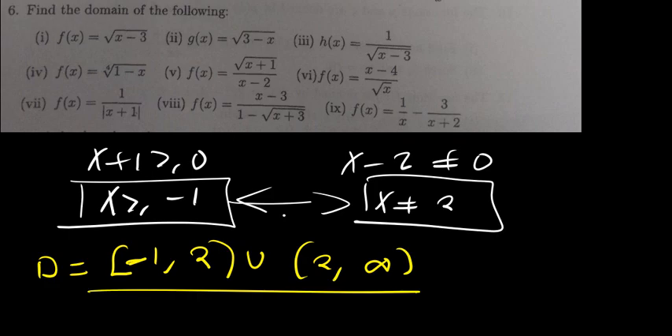So this tells me that negative 1 is included all the way to 2, but 2 should never be included because x should never be equal to 2. Union, starting from 2 all the way to positive infinity.